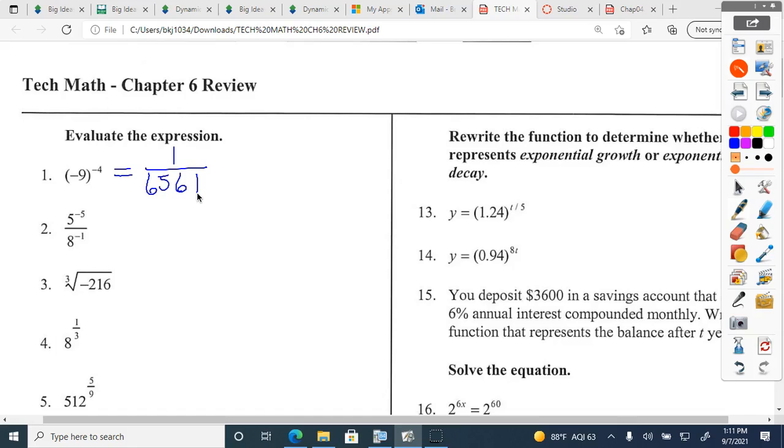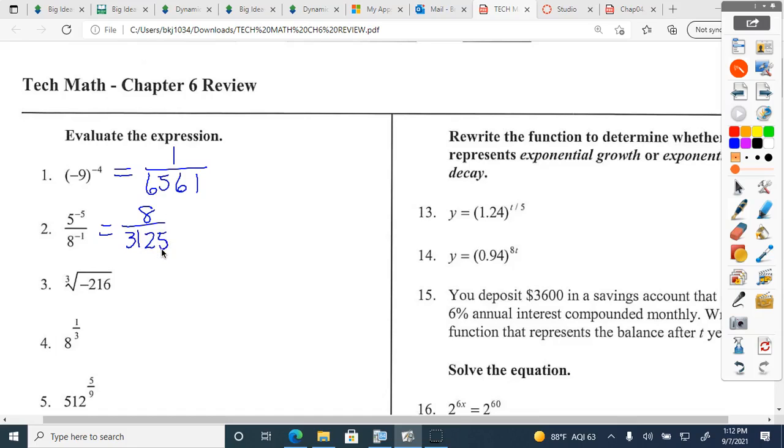Who had number 2? Reagan? What'd you get for number 2, Reagan? I got 8 over 3125. That is correct. Okay? Again, put it in your calculator. Make sure you're getting these things. All right? Number 3. Who had 3?